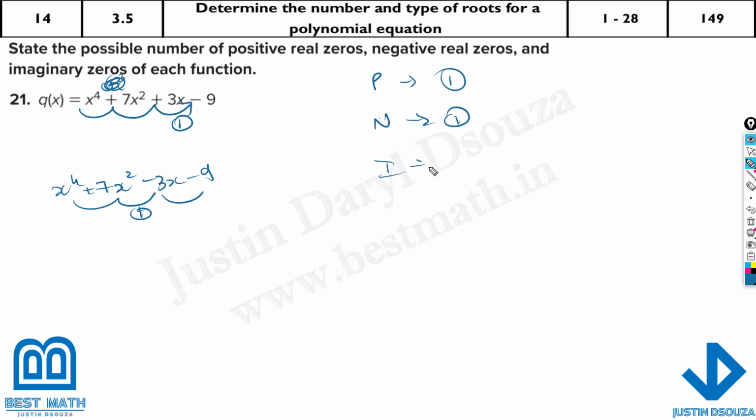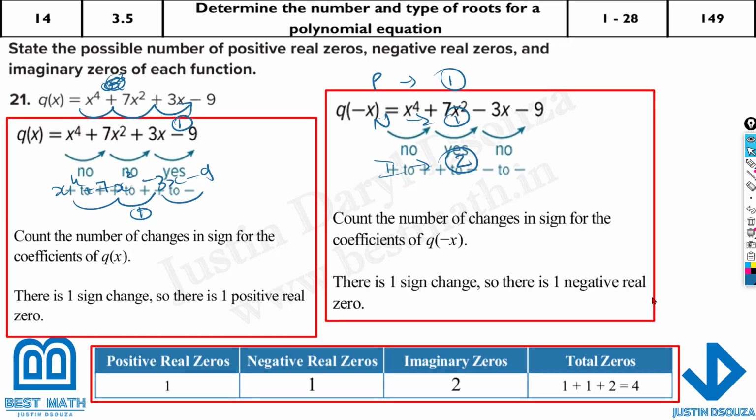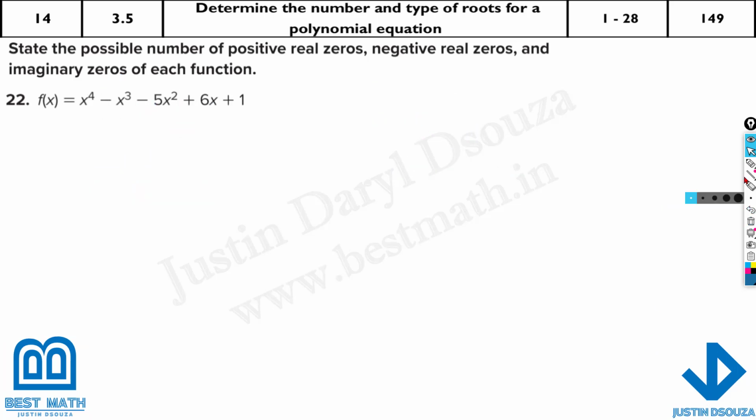Then what? Imaginary is 2 here. So this is the only possibility, because there is one positive, one negative, and then 2 have to be imaginary, because the total zeros possibility is 4, isn't it? So it has to be 1, 1. We got it from the sign changes by counting the sign change. So the imaginary is 2. There is no other possibility here. That's the only possibility.